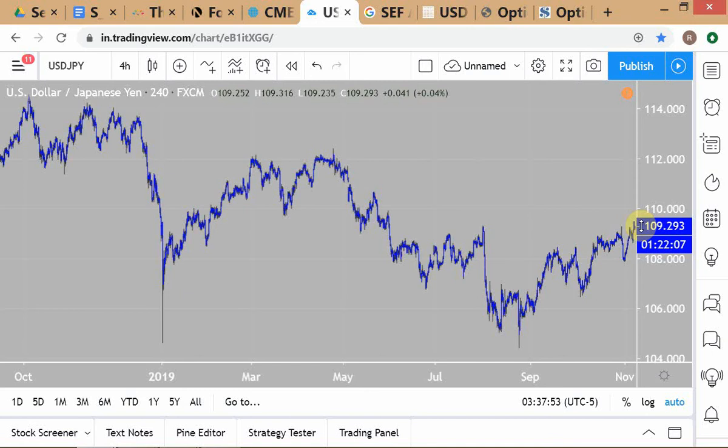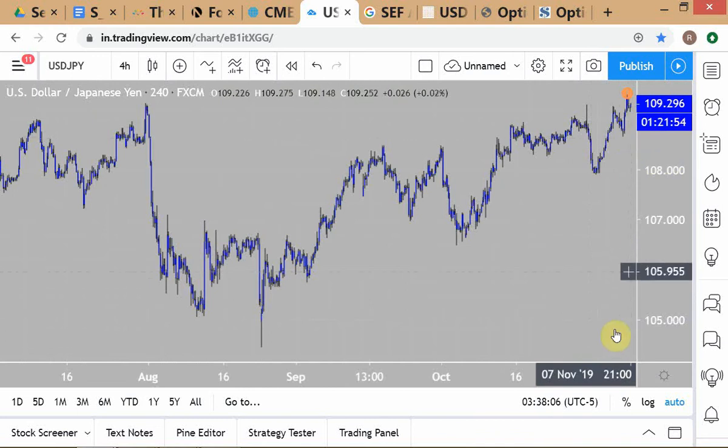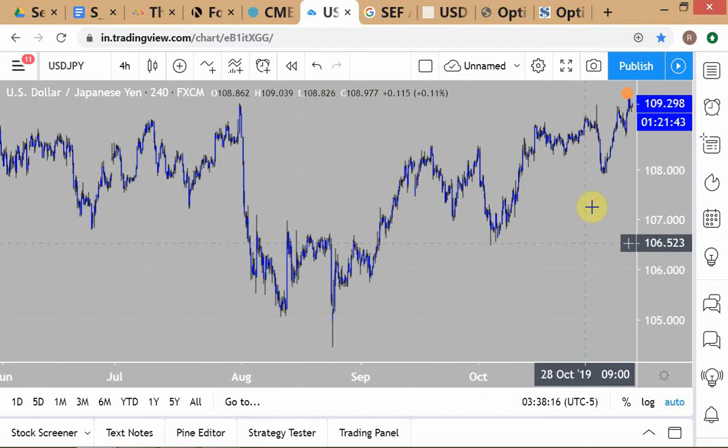Why? Because let's say I've gone long here at 109.30, and I have put a stop, let's say, at 108.60 or something. I've gone long at 109.30 and I put a stop at 108.60. This takes care of my maximum loss part. I look at the average risk per trade and I put my maximum loss.